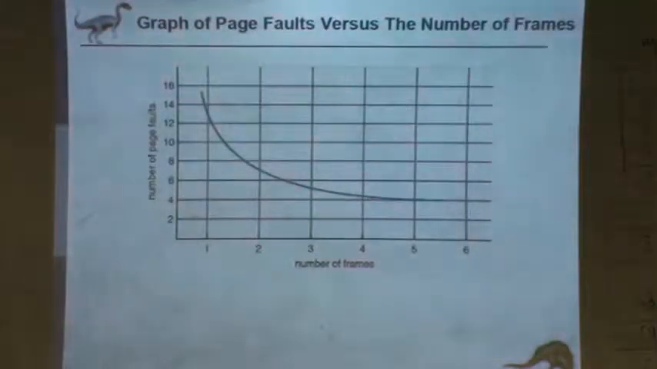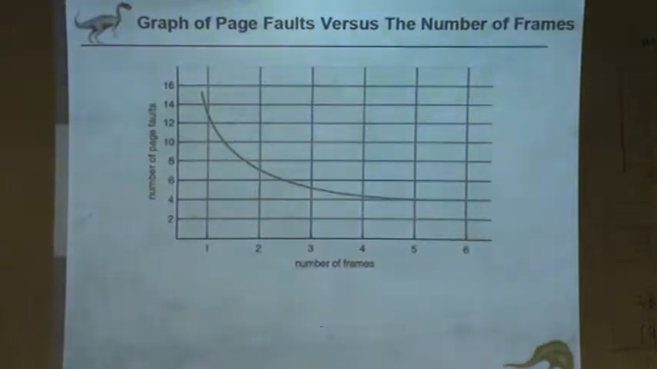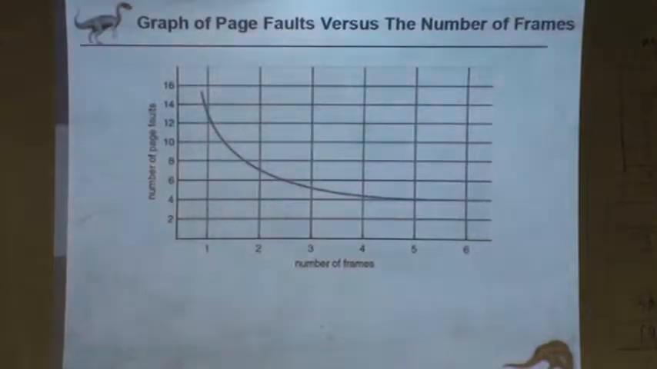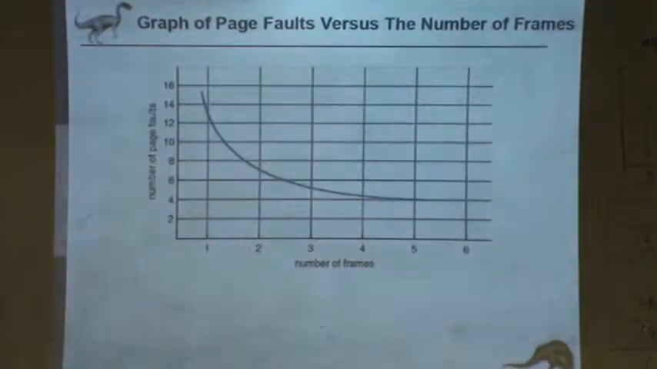So we can't say that a greater number of frames is always better. Most of the time, yes, but sometimes not. That is called the anomaly, Belady's anomaly. We will see why that happens. Once you understand that, it is also a reason that matters sometimes when you are doing programming, any programming.